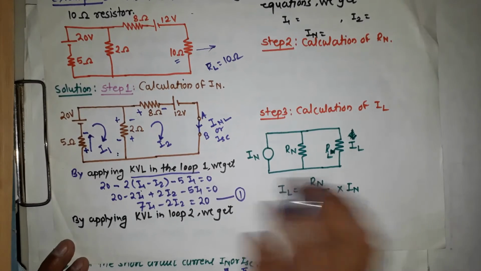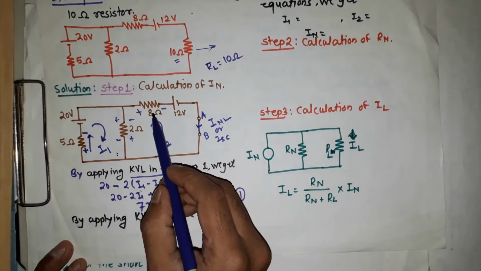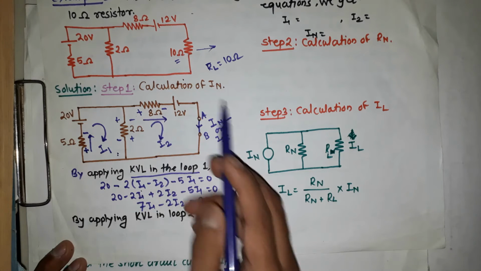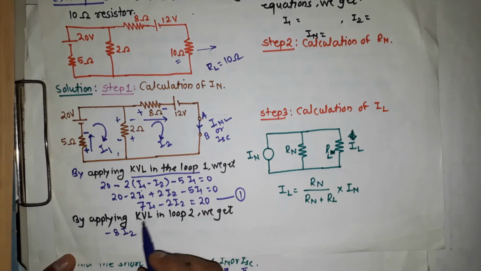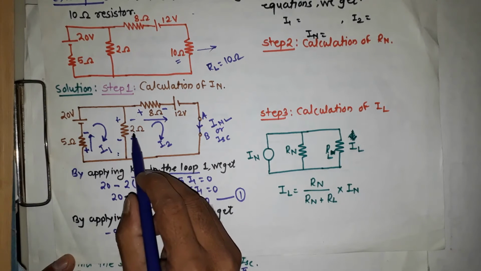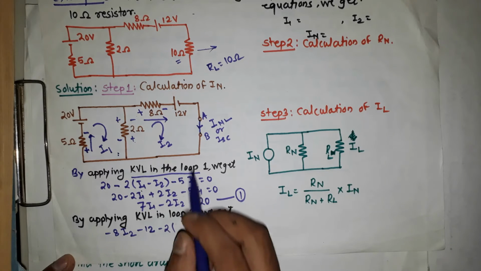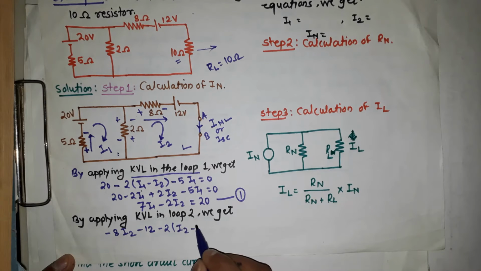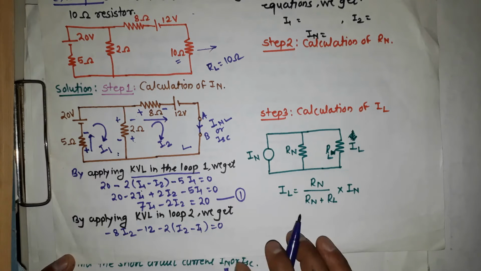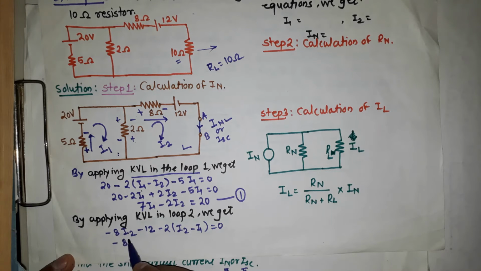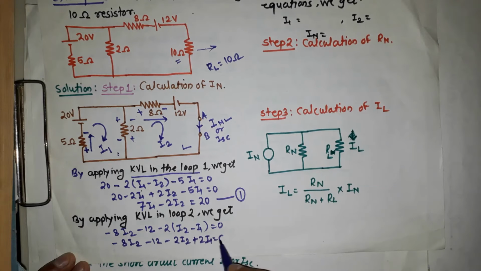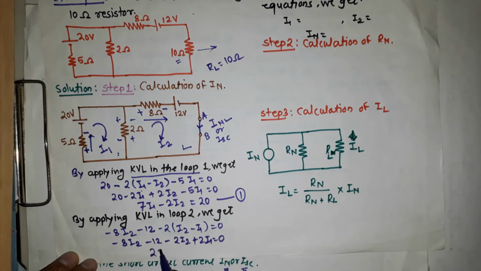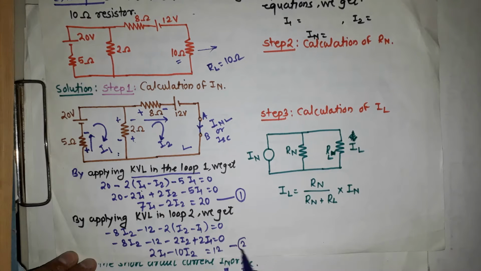Now we will apply KVL in the second loop. Suppose we are starting from the 8 ohm resistor, current flowing in this direction, that means plus to minus, so it is minus 8 into I2. For this 12 volt source it is plus to minus, so it is minus 12. Then for the 2 ohm it is plus to minus, so it is minus 2, but since we are considering the second loop, it should be (I2 minus I1) is equal to 0. By simplifying, minus 8 I2 minus 12 minus 2 I2 plus 2 I1 is equal to 0. So the final equation is 2 I1 minus 10 I2 is equal to 12. Suppose this is the second equation.